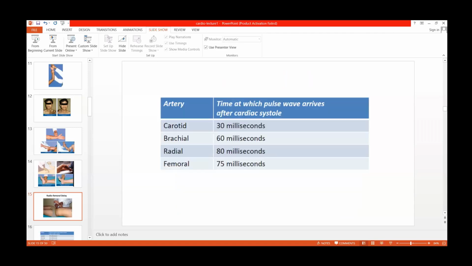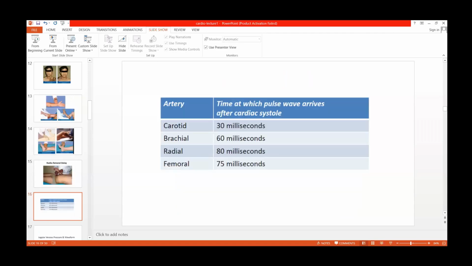And last of all, one important thing is the time at which the pulse wave arises after each cardiac systole. For carotid, it is 30 milliseconds. For brachial, it is 60 milliseconds. And radial, it is 80 milliseconds. And femoral, it is 75 milliseconds.